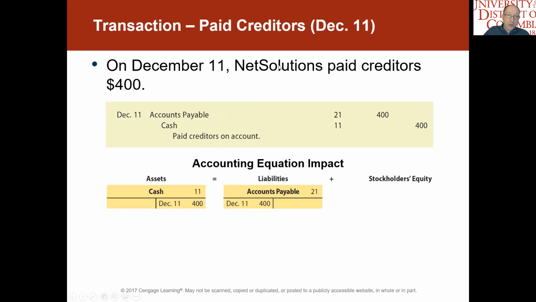Next example, December 11th. We paid creditors for $100. This means we're paying our bills, right? So we reduce our accounts payable by debiting our accounts payable for $100. We credit our cash to reduce our cash, $400. The note is paid creditors on account. They happen on December 11th. Here are the respective account numbers. The accounting equation, reduce cash, $400.